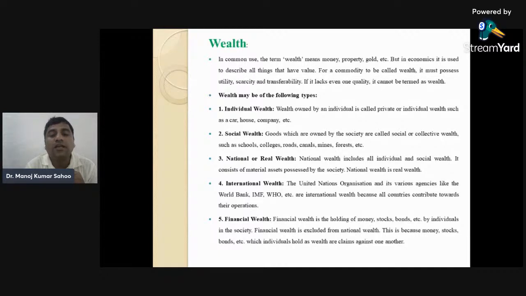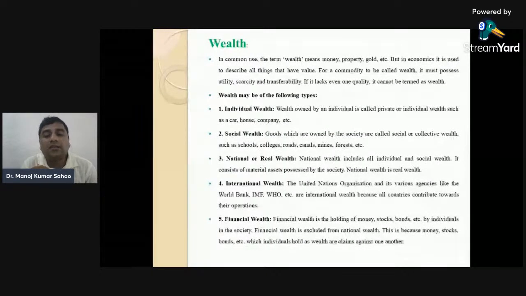International wealth. The United Nations Organization and its various agencies like the World Bank, International Monetary Fund, and World Health Organization. All these are international wealth because all the countries contribute towards their operations. Every member country of these organizations contributes some amount of money for the development of the organization, and all these organizations are continuously working for the development of the whole world. So that is called international wealth.